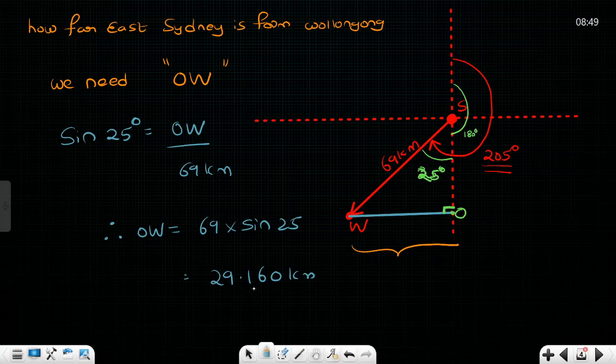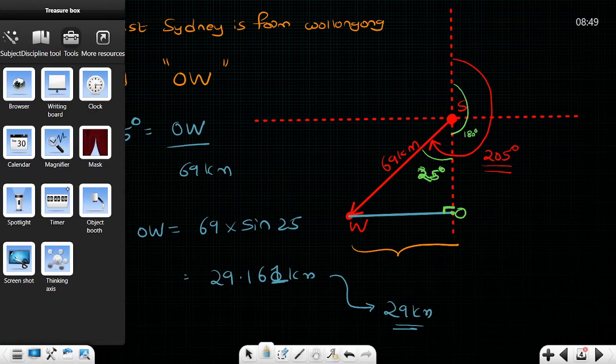29.160, or if at all you want to correct it, it will become 29.161 kilometers. Or if you want to correct to the nearest kilometer, it is going to be 29, but he is not asking that in the question, right? So please note down, Akshita. Every question is important.